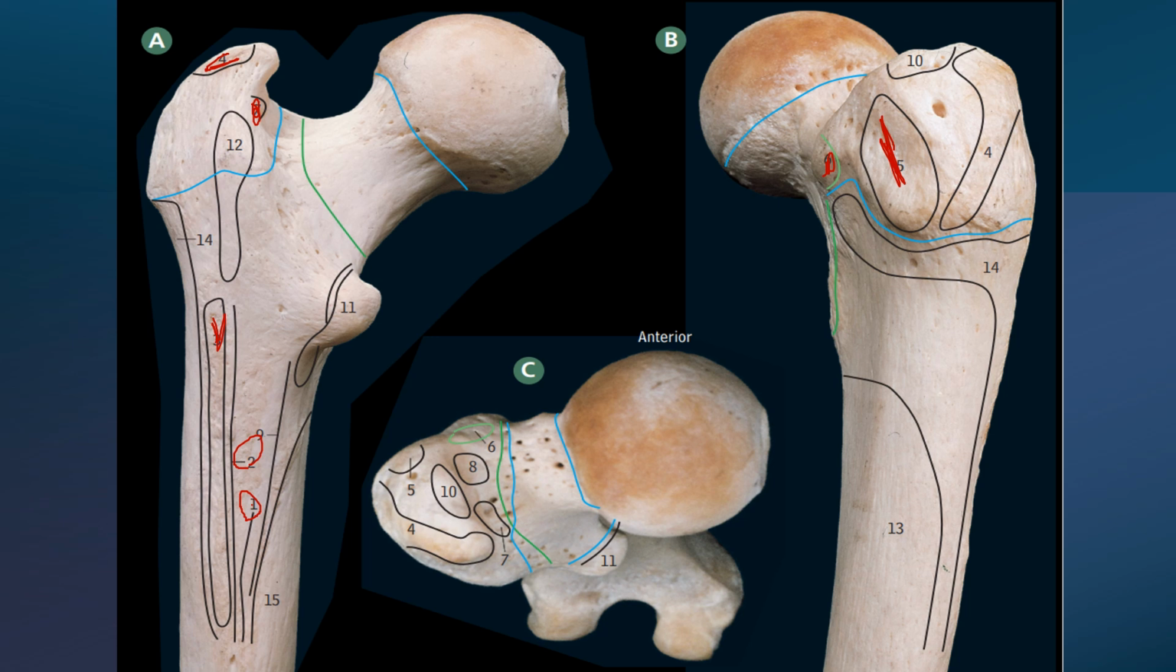Point 9, there is the muscle pectineus. 10th one is the piriformis muscle. 11th is the psoas major and the iliacus. 12th is the quadratus femoris. 13th is the vastus intermedius. 14 is the vastus lateralis. 15 is the vastus medialis that is going to attach on it.